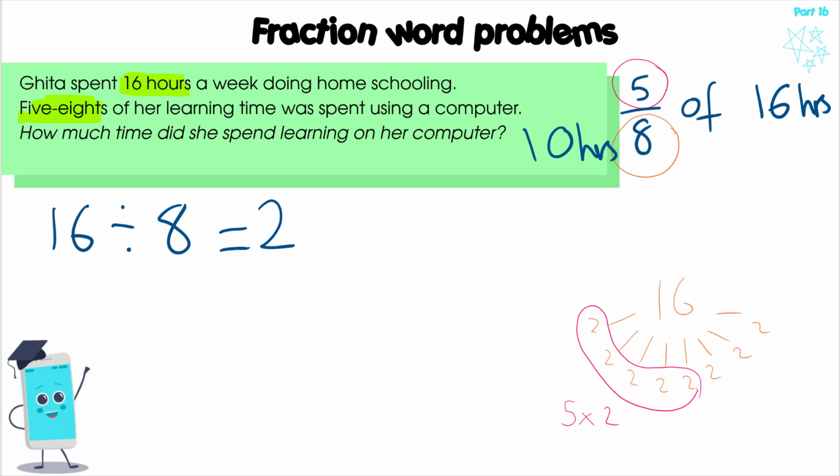So divide by your denominator, and once you know how many is in each equal group, you then multiply it by your numerator, and that will give you your answer. So have a go at those questions on the worksheet and good luck. I hope you've learned something new today.